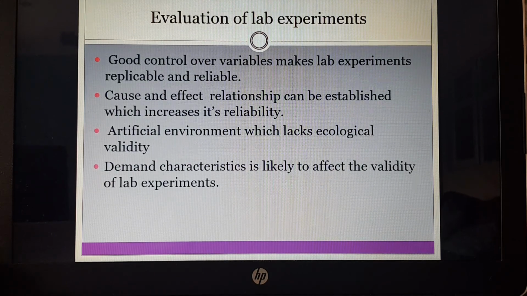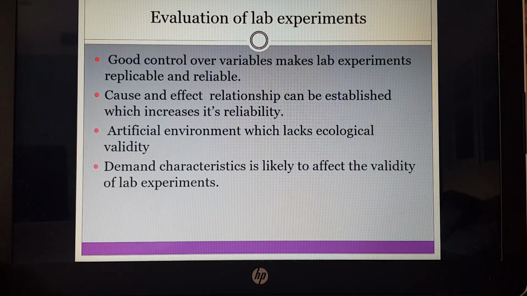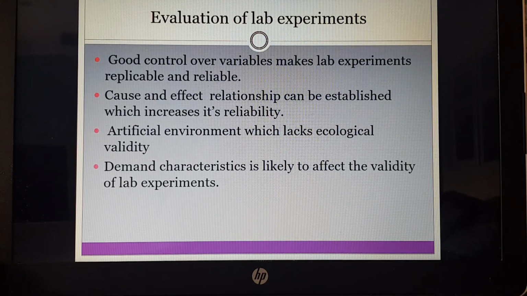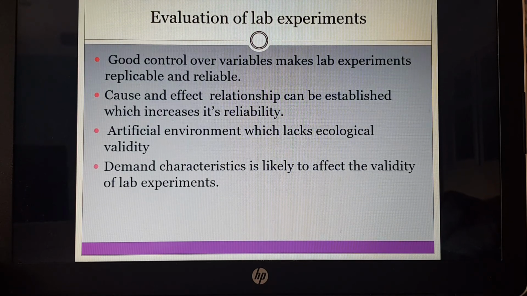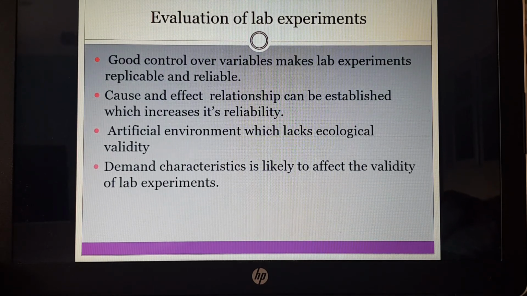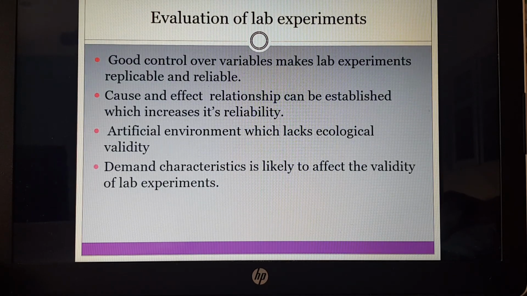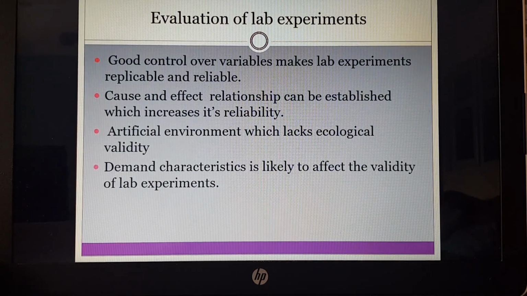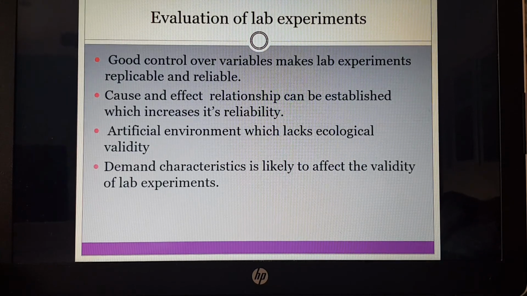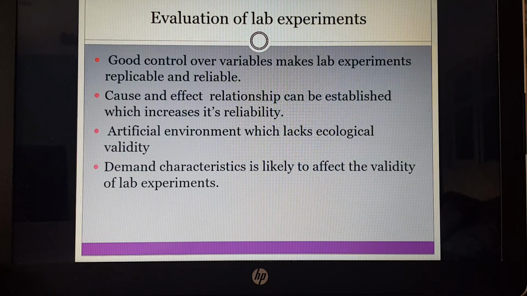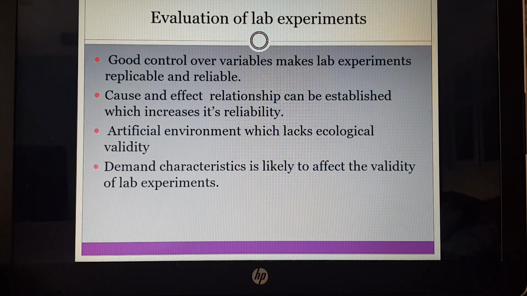Demand characteristics is when the participant can sometimes guess the aim of the research, because subtle cues might be given away by the researcher. The participant might then change their behavior to be more in accordance with the researcher's aims. So again, lab experiments can be affected by demand characteristics, which does affect the validity of the experiments.